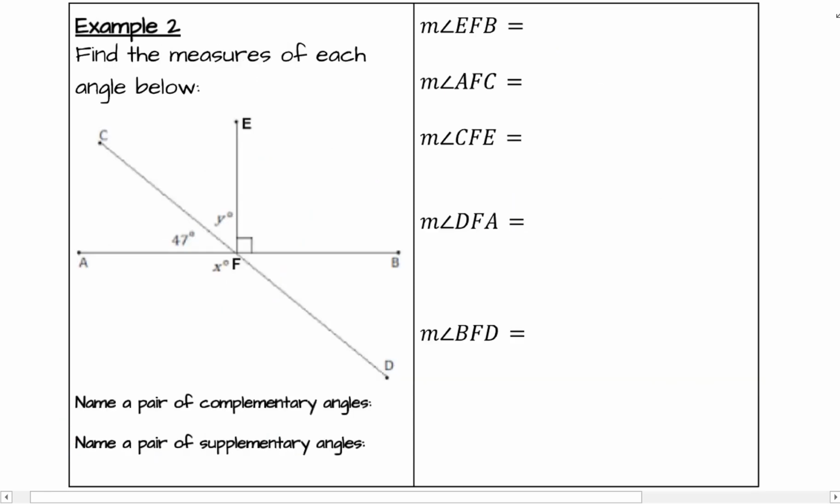Find the measures of each angle below. And here are the names of the specific angles you need to find the measure for. But first of all, they want us to name a pair of complementary angles. Complementary angles are two angles that add up to be 90 degrees. First of all, I see a right angle, but it is one angle measuring 90 degrees, not two angles that add up to be 90 degrees. So EFB cannot be a complementary angle because it's only one. Two angles adding to 90 degrees is complementary.